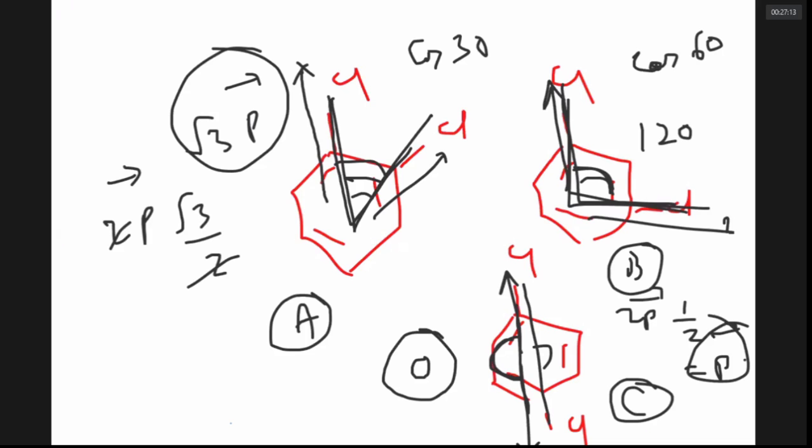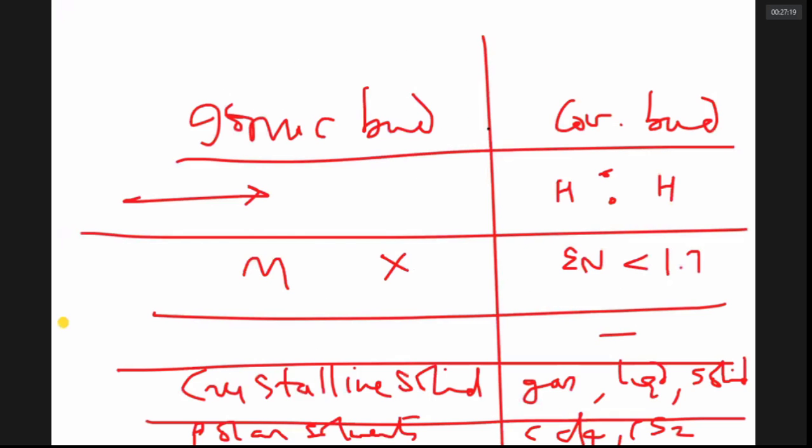You got the idea? Today we have seen the difference between ionic bond and covalent bond.